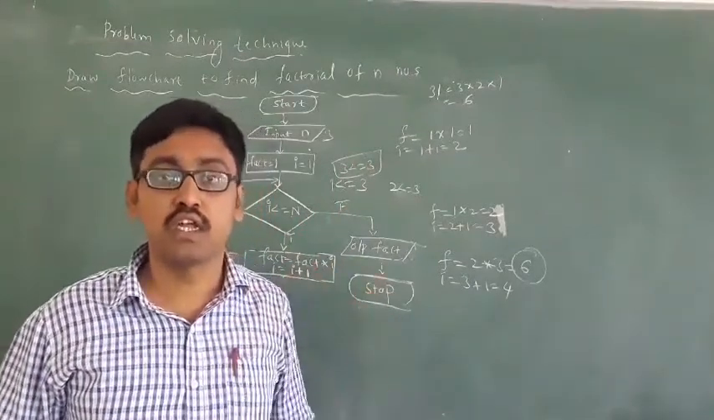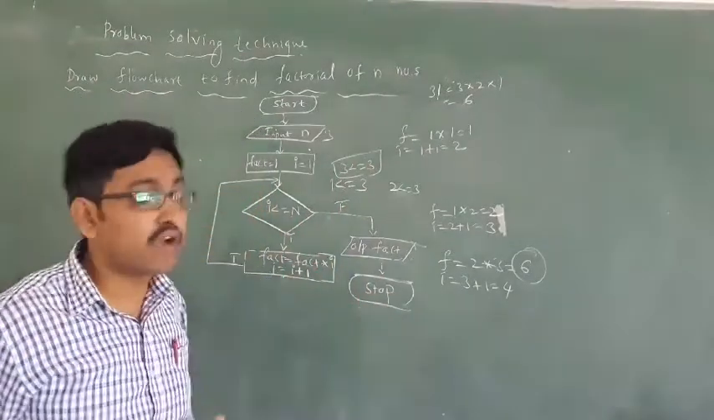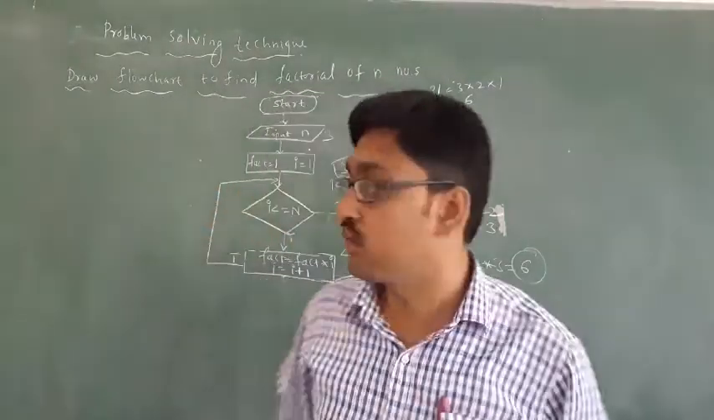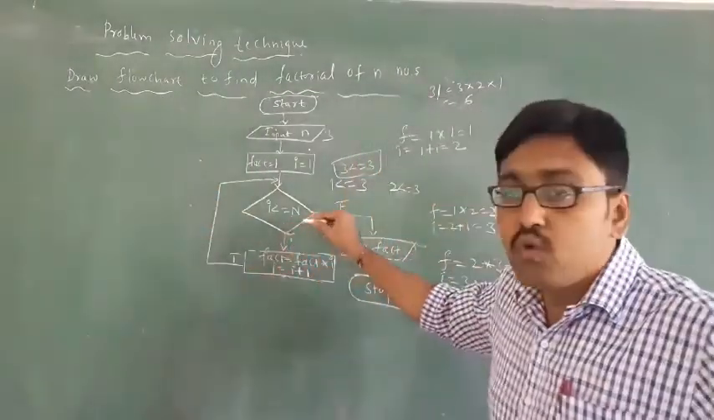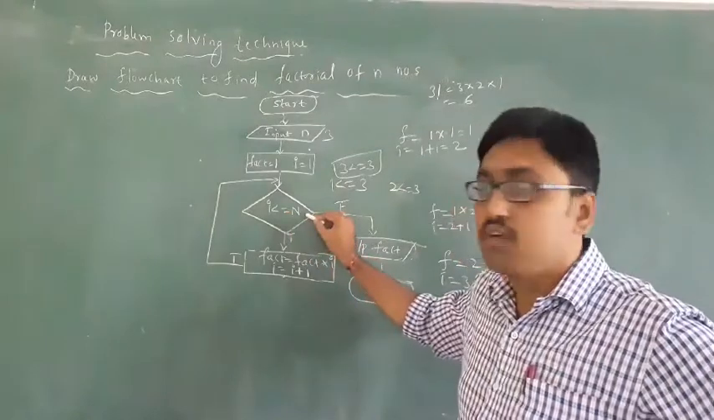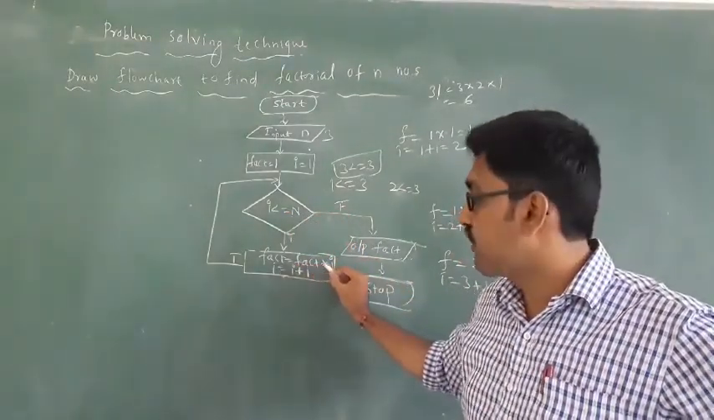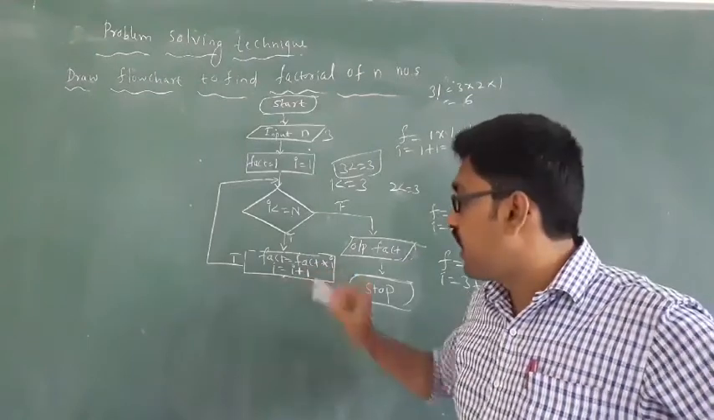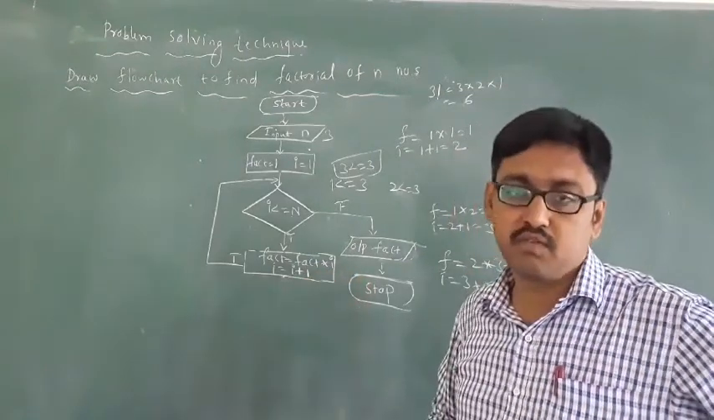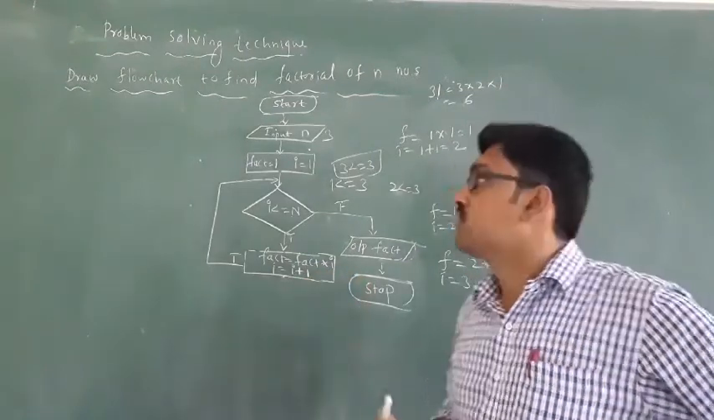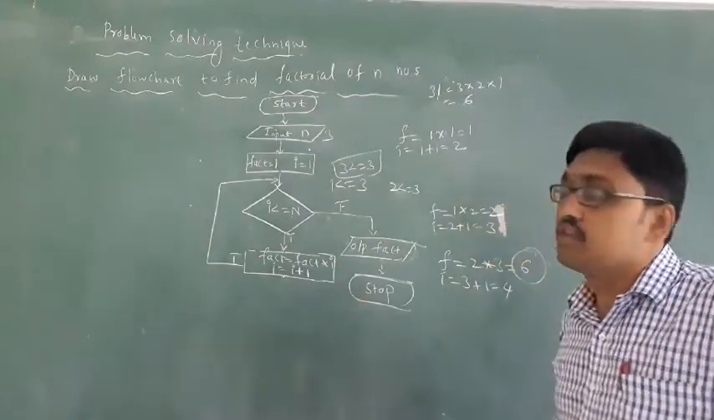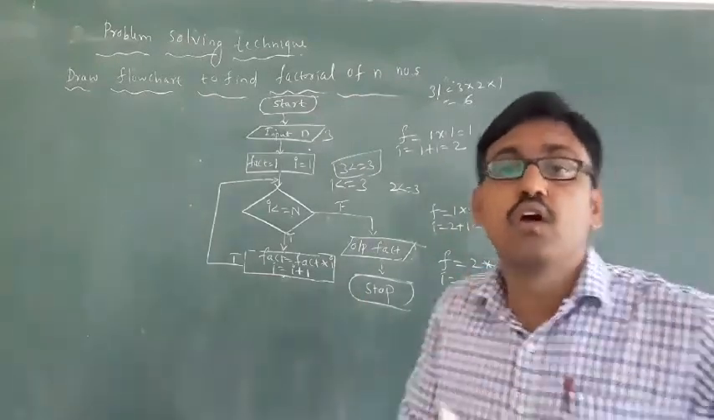The question asked is: draw a flowchart to find the factorial of a number. For the factorial of a number you have to know the condition: I is less than or equal to n. Then the formula is fact goes to fact star I, then I goes to I plus 1. This is how to solve the problem through a flowchart.